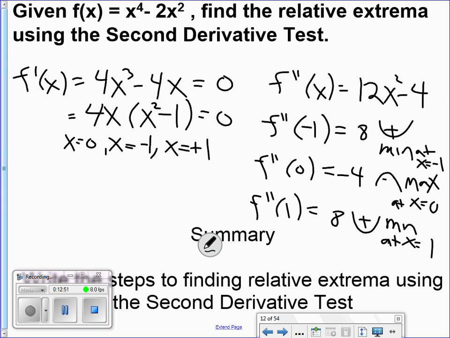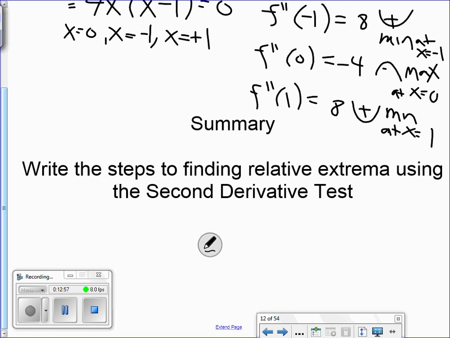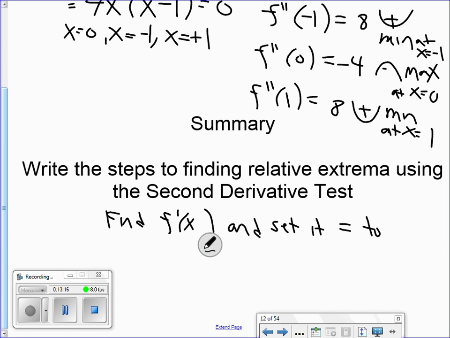So nice. So basically, when Simone comes back and she says, hey, how do you use the second derivative test to find extrema? What's the first thing she should do? Okay, so she's going to find the first derivative, and what are you going to do with that first derivative? Set it equal to 0.